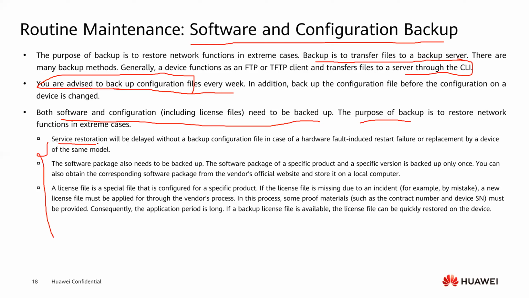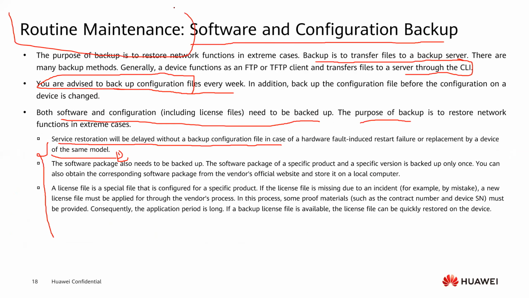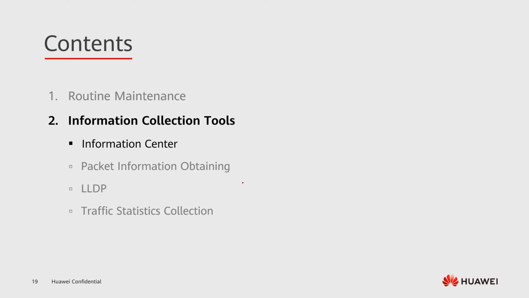Service recovery will be delayed without a backup configuration file, in the case of a hardware fault that causes the switch to fail to start, or replacement by a device of the same model. So we must have the configuration backup. That's about routine maintenance. We have learned five types of routine maintenance. Then we learn the second part.